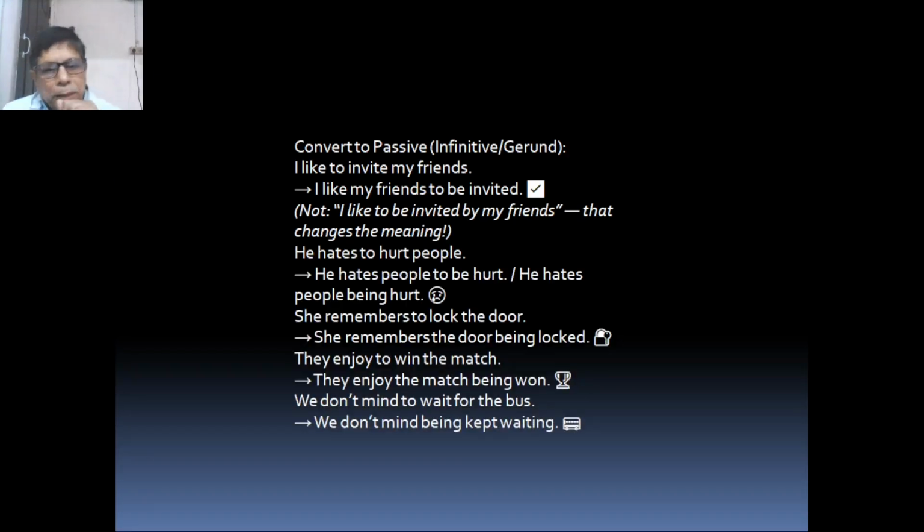Convert to passive infinitive gerund. I like to invite my friends. I like my friends to be invited, as we have shown. Not I like to be invited by my friends. He hates to hurt people. He hates people to be hurt, or he hates people being hurt. She remembers to lock the door. She remembers the door being locked.